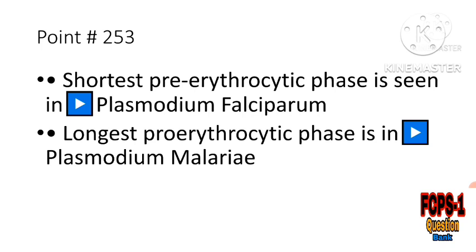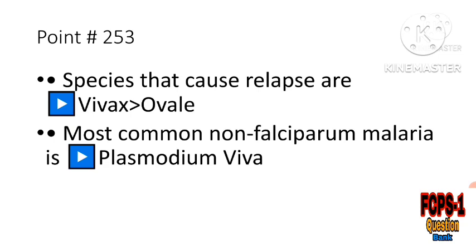Point number 253, shortest pre-erythrocytic phase is seen in which of the following malaria, Plasmodium falciparum. And longest pre-erythrocytic phase is seen in Plasmodium malariae. Shortest is Plasmodium falciparum and longest is by Plasmodium malariae. So species that cause a relapse are vivax and ovale. Both species cause relapses. And most common non-falciparum malaria is Plasmodium vivax.